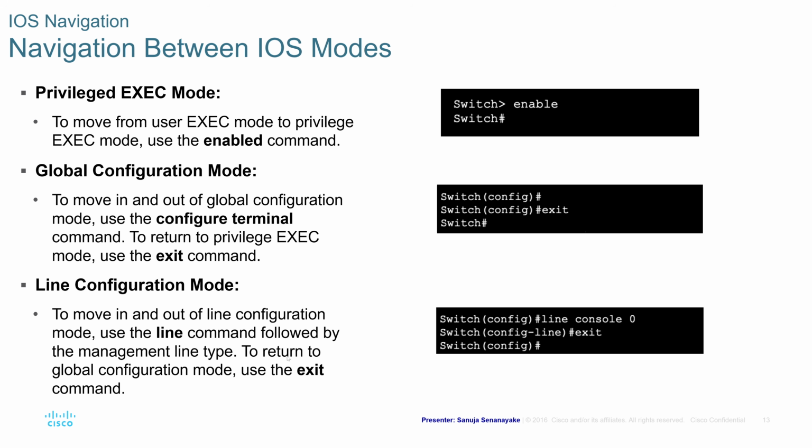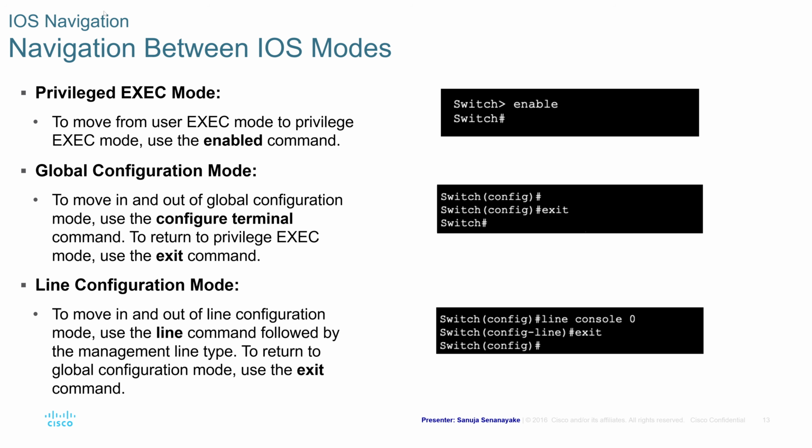To get into line configuration mode, you need to enter line console and then the line console number and then press enter, and it will get you to the line configuration mode. Again, in order to exit out of that, you can enter exit and press enter, and it'll get back into line console.